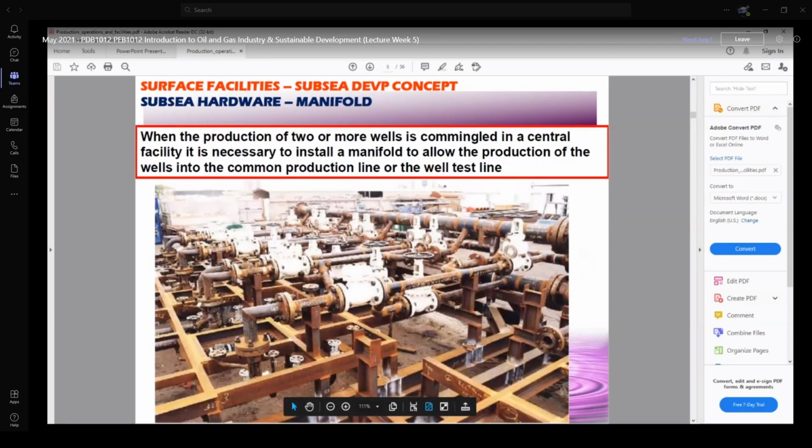Okay, here is a common combination of different valves and lines, which is called the manifold, right? And here is the common gas gathering station, or the line where we commingle or gather all the production from all the wells. From there, we send it for processing.